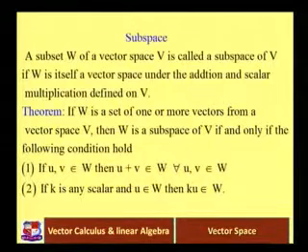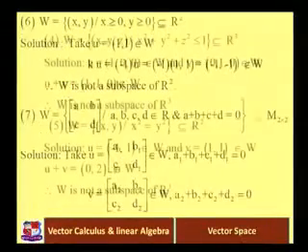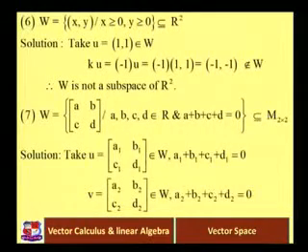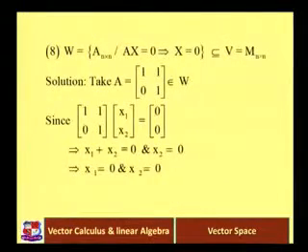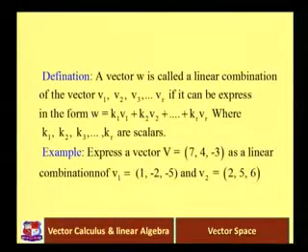And next is a subspace. A subspace is a subset of a vector space which is actually a vector space itself, under the same addition and scalar multiplication defined on V. And a theorem. After that we saw linear combination of vectors v1, v2 up to vr, and we saw some examples. We already saw some examples of subspace.